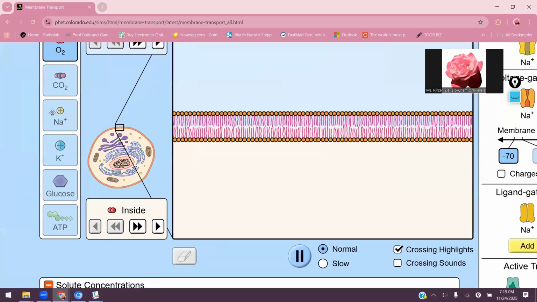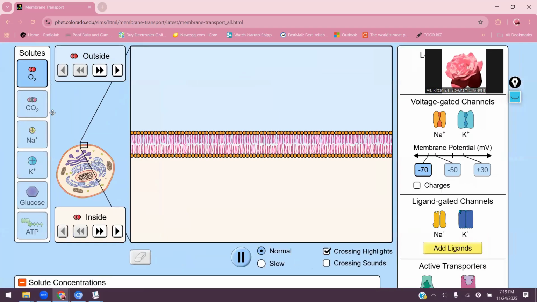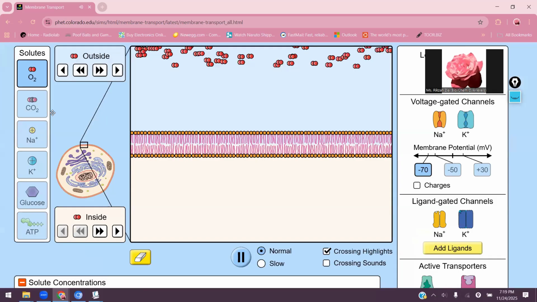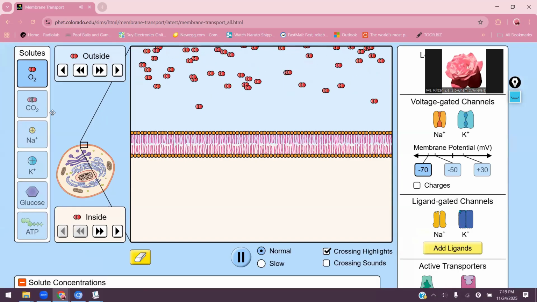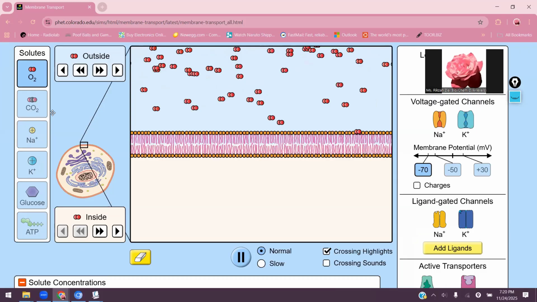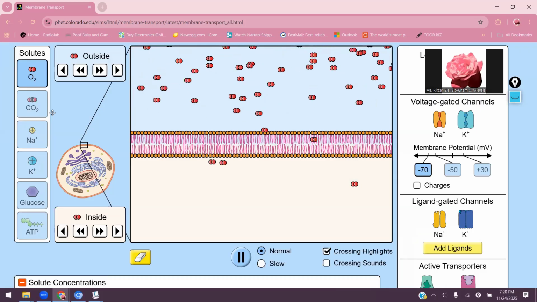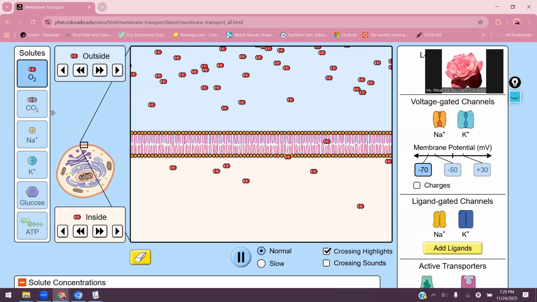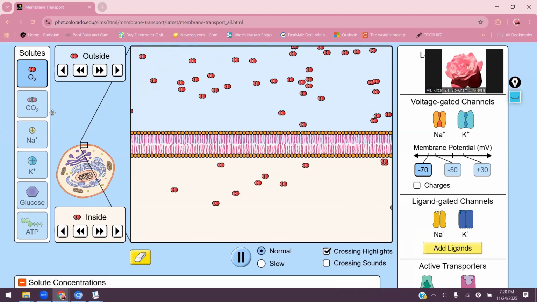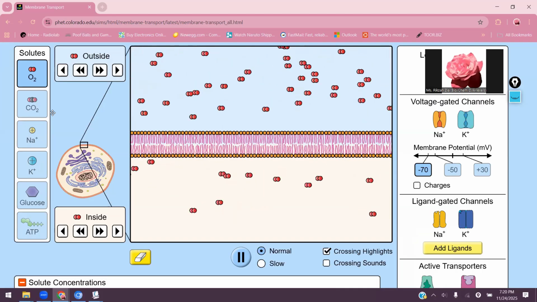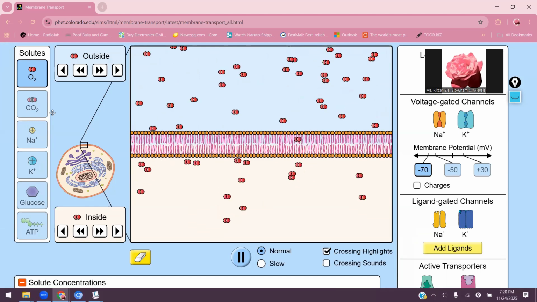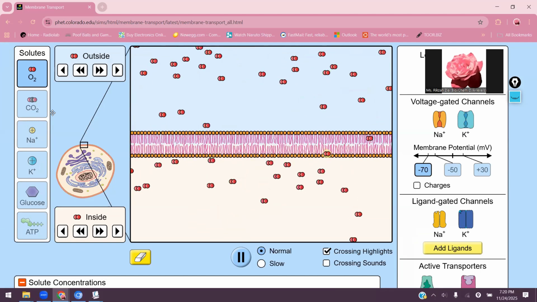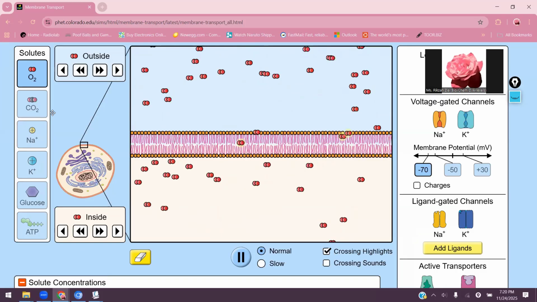Now, if we pick oxygen, oxygen is uncharged, non-polar, so the plasma membrane is probably going to be like, oh, that's delicious. And as we can see, the oxygen can easily diffuse through the cell membrane because of its nature. It's uncharged, it's non-polar, so it can easily move through our largely non-polar lipid bilayer, right?